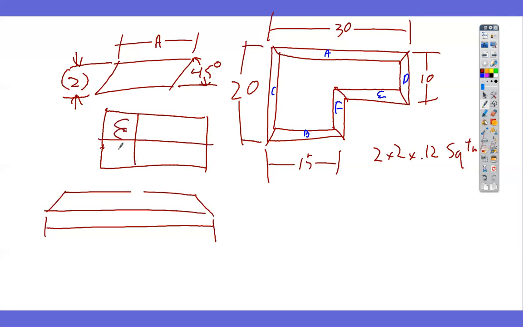So E, F, dimension A. Now I figure out E is 15 minus 2, 13. That means that's 17 from there to there. Oh, but it'd be 15, right? Because I'm measuring from there to there. That's just 15. That E dimension. This one, measuring this line, 20 minus 10, so that's 10.